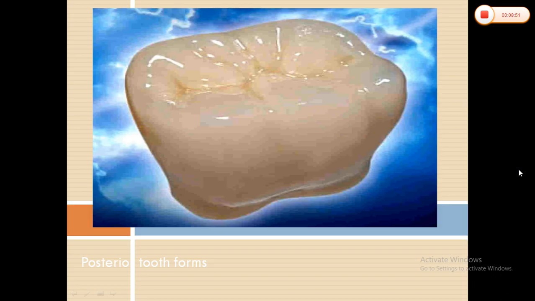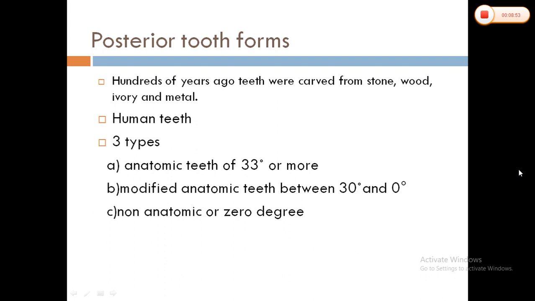So this is about posterior teeth selection. Now we will look into posterior tooth forms. So what are all the forms available through the history? As you know, the teeth can be of three types: anatomic teeth or 33-degree teeth, modified anatomic teeth or between 30 to 0 degrees, and non-anatomic teeth or 0-degree teeth, also called cuspless teeth.